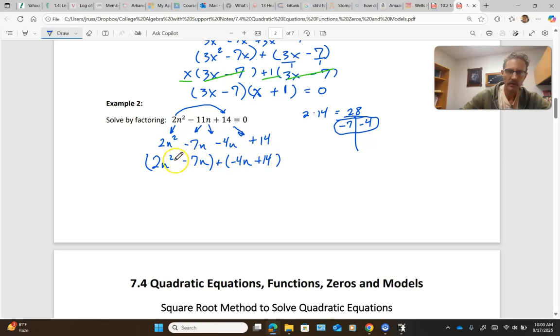So from each of these groups, I'm going to pull out a greatest common factor. The only thing that I can see that these first two terms have in common, again, is just an n. And so if you were to go back and divide the n out, you'll only have 2n from the first term, and you'll only have a minus 7 from the second term. Now let's go to the second group. These two terms don't have an n in common, because only one term has n. However, the coefficients do have a number in common, and that number is 2 or negative 2.